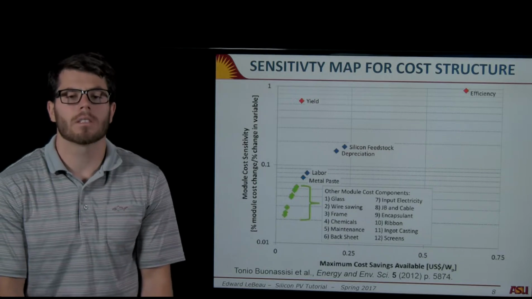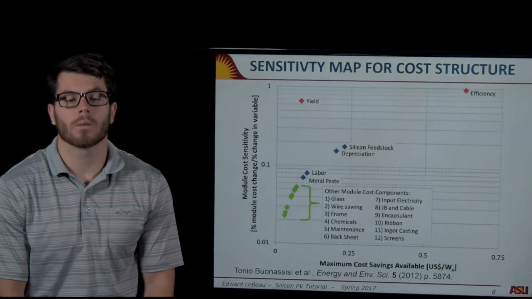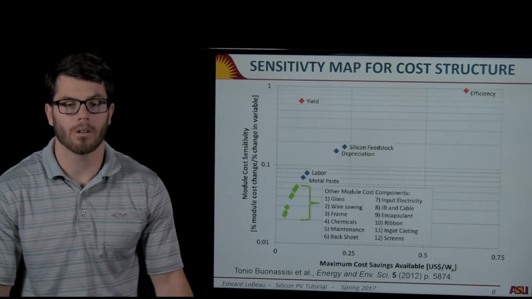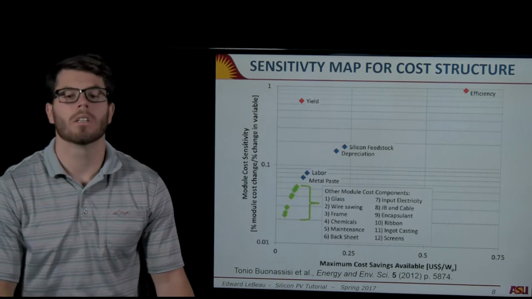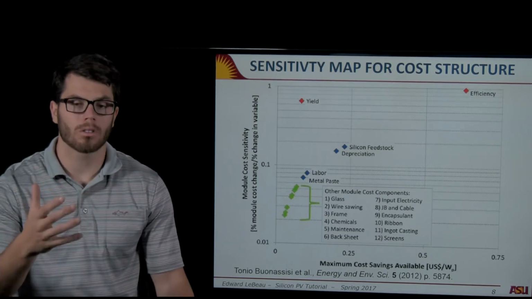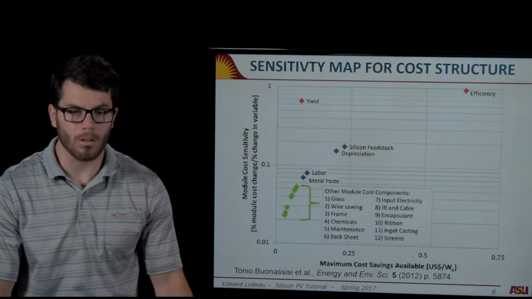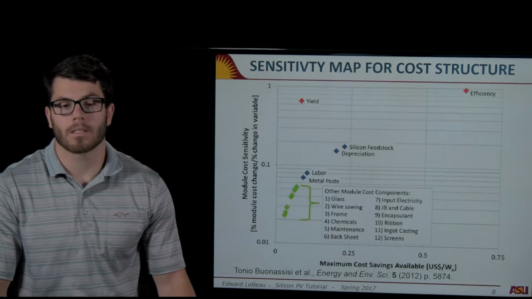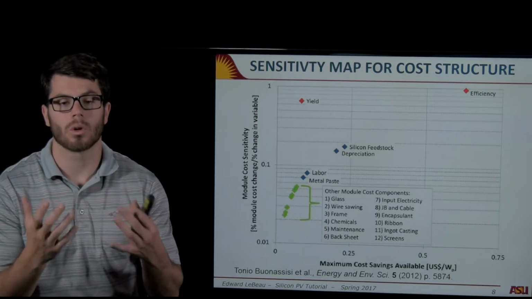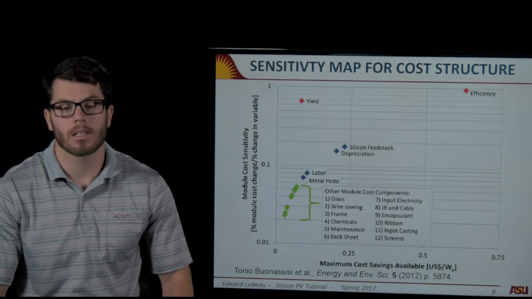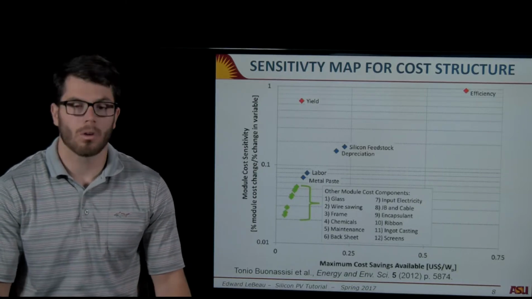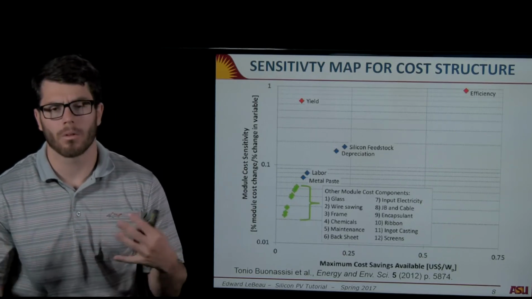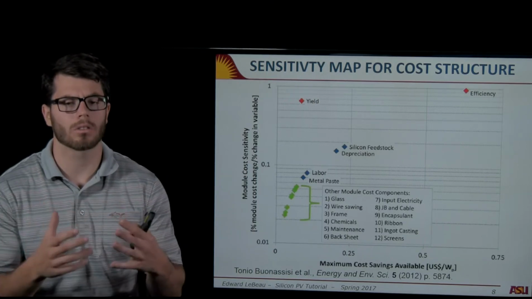And looking at this, this is called a sensitivity map. As you go higher on the y-axis, your cost is much more sensitive to change by that variable. So if I wiggle my yield a little bit, down or up, I'll have a large effect on my total cost. Whereas if I change my metal paste cost a little bit, that won't have nearly as much of an effect on your total cost. Now the x-axis is the maximum cost savings available. If I'm far to the left, there isn't that big of a cost savings available. But if I go further to the right, I have a great cost savings in dollars available.